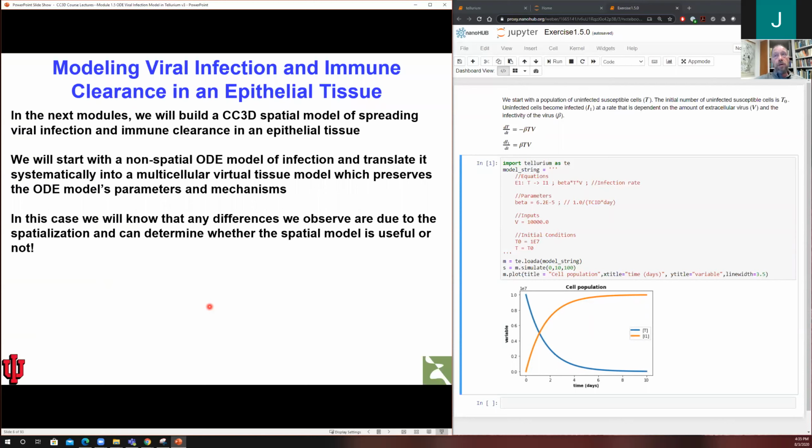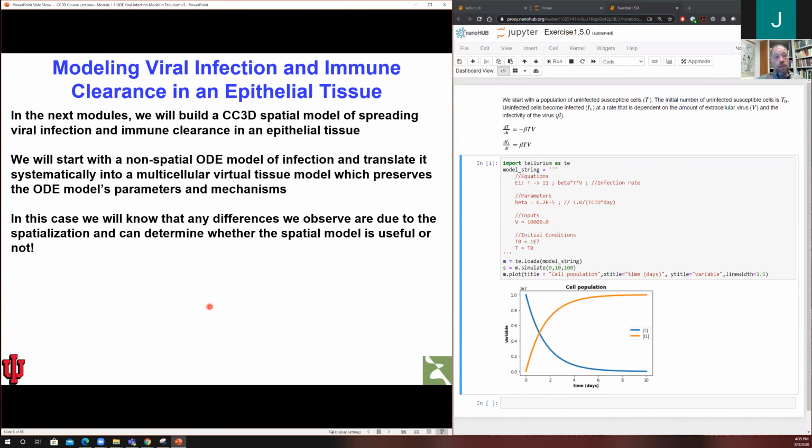Okay, so we're going to start building an ODE model of viral infection. And then what we're going to do over the next few days, we're probably not going to get to start on the CompuCell part of this afternoon. We'll start tomorrow morning. So that means module 1.6 will be delayed till tomorrow morning, unless people really want to stay for an extra 2 hours. We'll see how far we get.